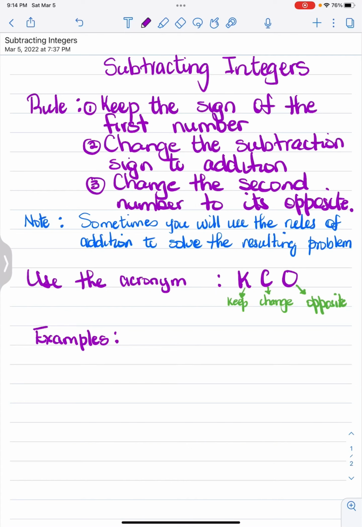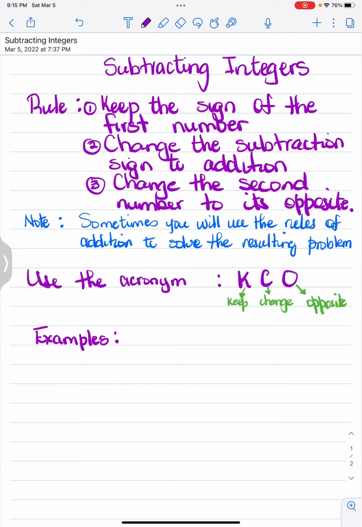Today we are going to be subtracting integers. So we already did adding integers, and if you didn't see that video, I'll link that in the description. But let's get started with subtracting integers.